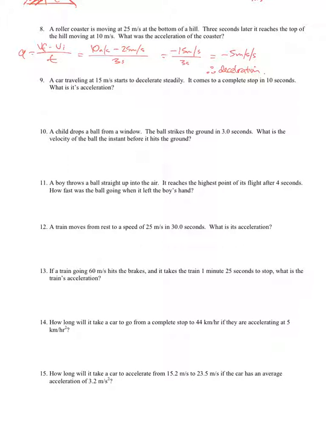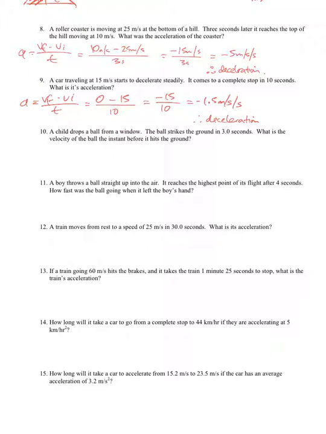What is its acceleration? So acceleration again is equal to v final minus v initial over the time. It was going at 15 and it decelerated to a complete stop. So a stop is 0. So it finished off at 0. It started at 15. It took 10 seconds. 0 minus 15 is negative 15 on 10, which comes to negative 1.5 meters per second per second. That's deceleration again. Why? Because it's negative.